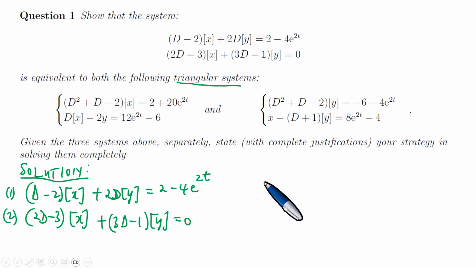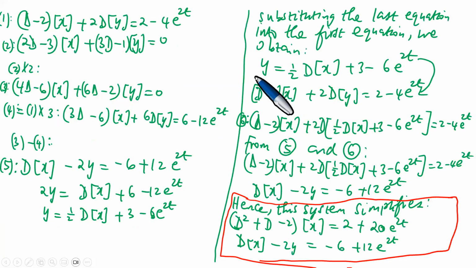Obviously, given the three systems above, state with complete justifications your strategy in solving them. Okay, obviously, the strategy has been outlined in terms of the operations that were followed. I know that it is just a warm-up exercise, but we're going to, in the least amount of steps, write this equation on the next slide and just remove. I know that this is one of the easiest modules you can come across.